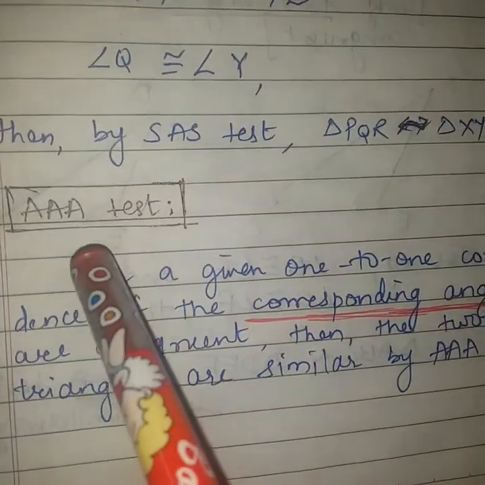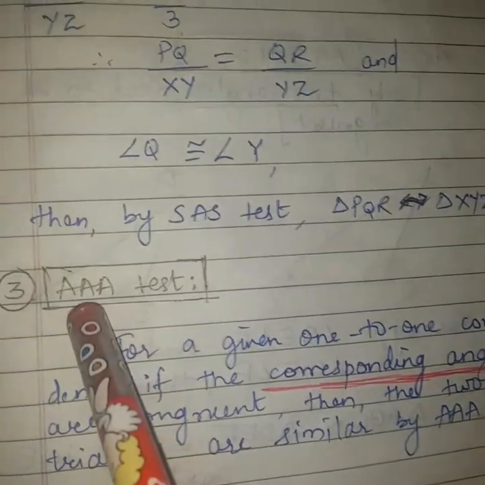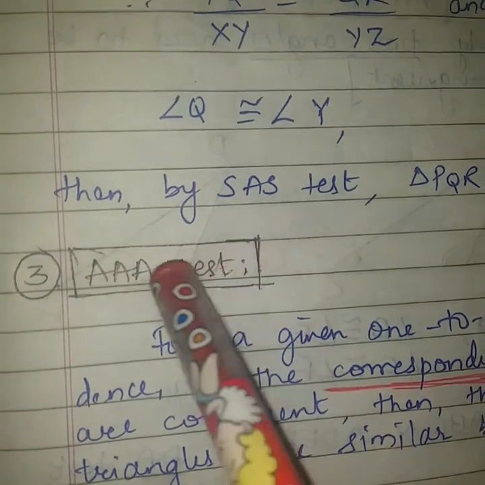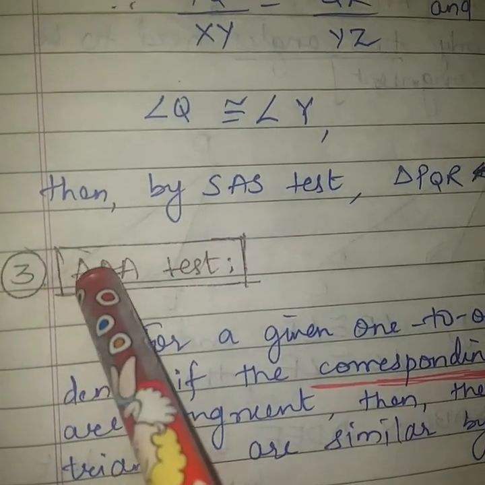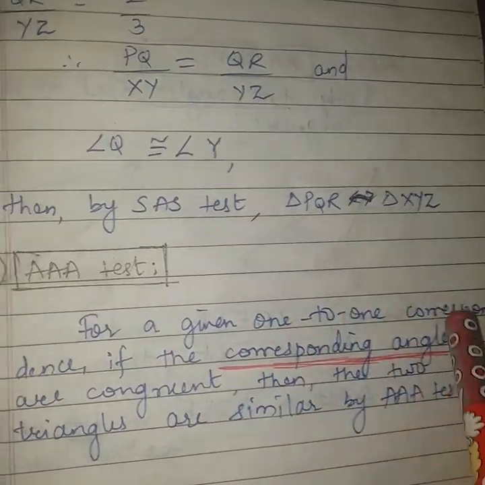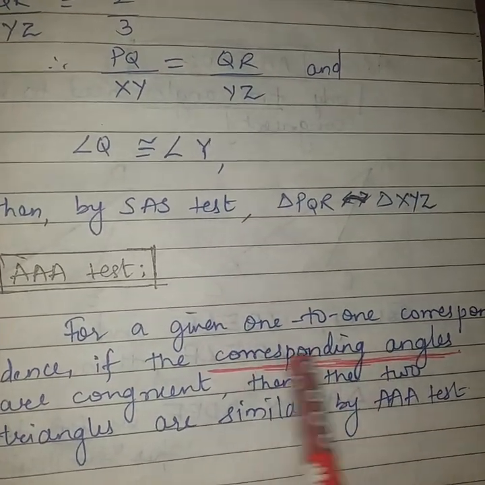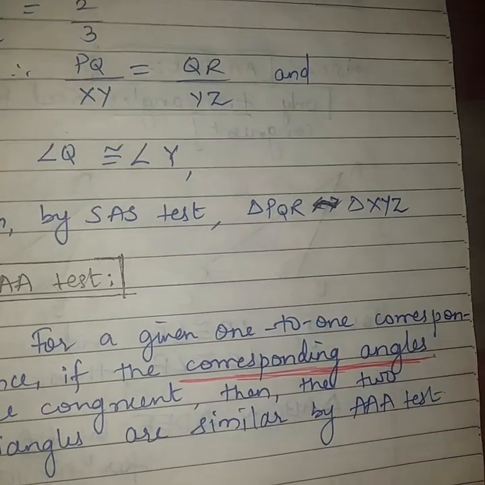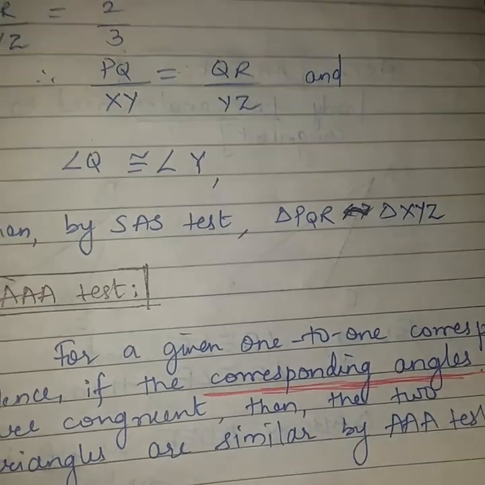Fine. Moving towards the last test for similarity, that is the AAA test for similarity. The word itself indicates you have to take into consideration three angles for similarity. So for a given one-to-one correspondence, if the corresponding angles are congruent, then the two triangles are similar by the AAA test. So here you need to take into consideration only the three angles of the triangle.